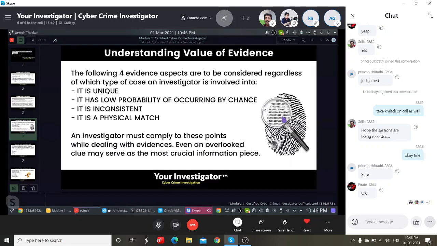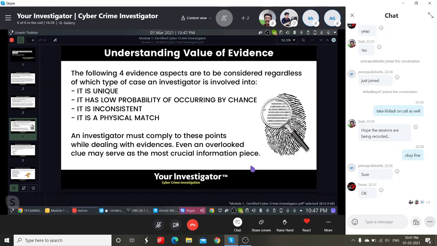Now, understanding the value of evidence. The following four evidence aspects are to be considered regardless of which type of investigator is involved in any type of case. Regardless of the investigator, regardless of the case, always make sure of these four unique properties regarding evidence. First, always understand that any evidence is unique. At times there is an overlooked piece of evidence, which we may overlook, but it could lead to the most crucial part of the entire investigation.